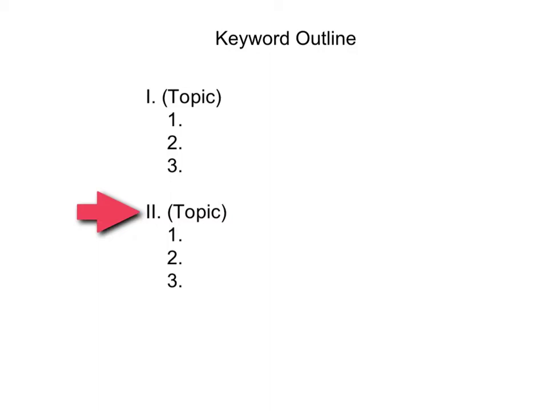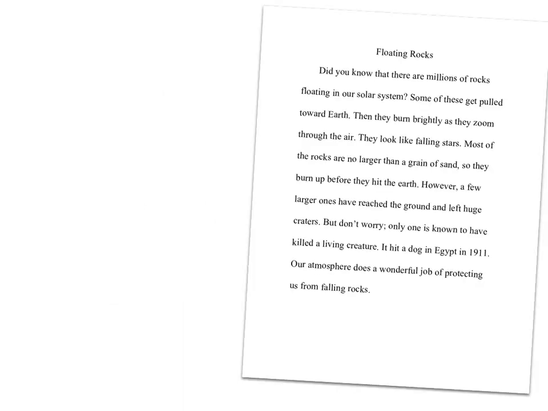Second paragraph gets a Roman numeral 2. And this is the topic sentence for your second paragraph. And then again, you're going to indent and have your juicy details listed, starting with 1, 2, 3, and remember, don't go past 7. Now let's look at how we would place text into our keyword outline.